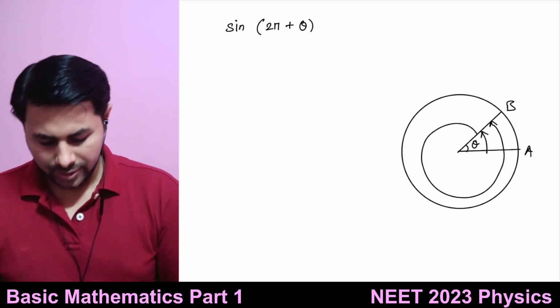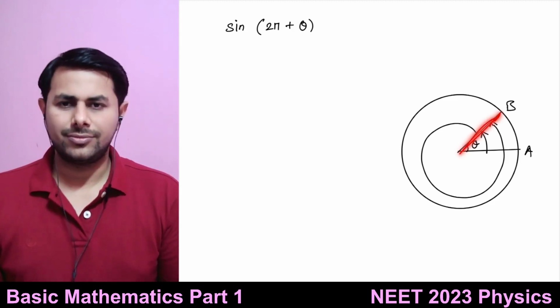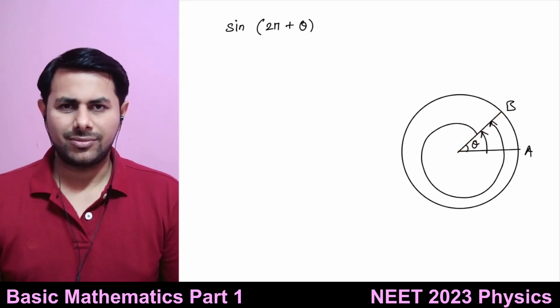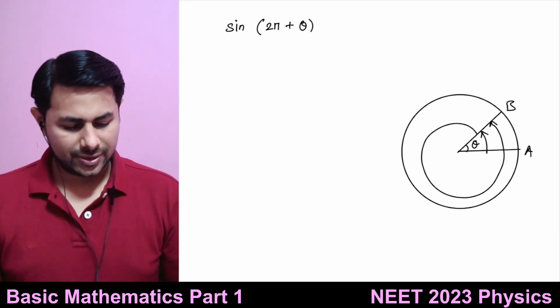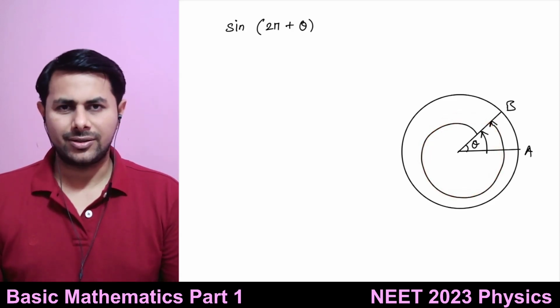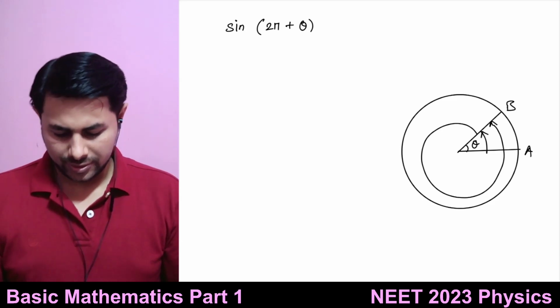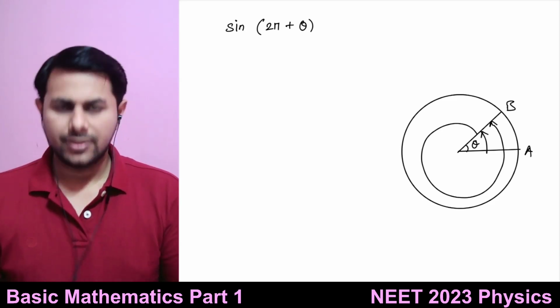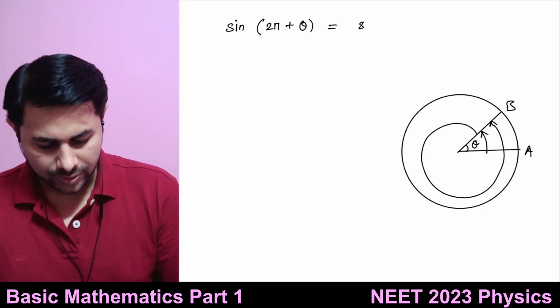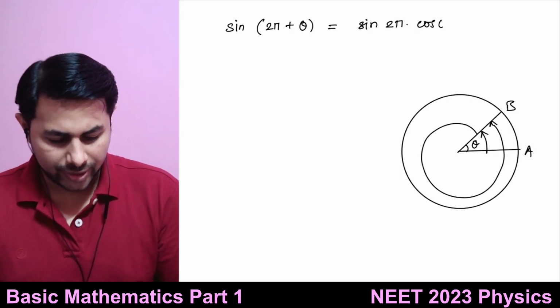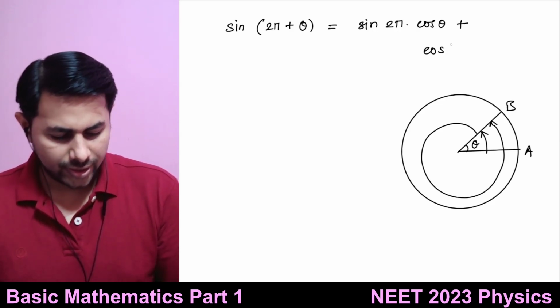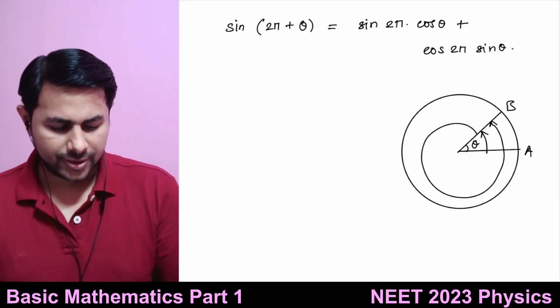Now can you distinguish between these two? The final position is the same. So sine or cos or whatever of theta and 2 pi plus theta must be equal, right? Yes, sir. And we can check it using this formula. Sine of 2 pi plus theta will be sine of 2 pi multiplied by cos of theta plus cos of 2 pi multiplied by sine of theta.